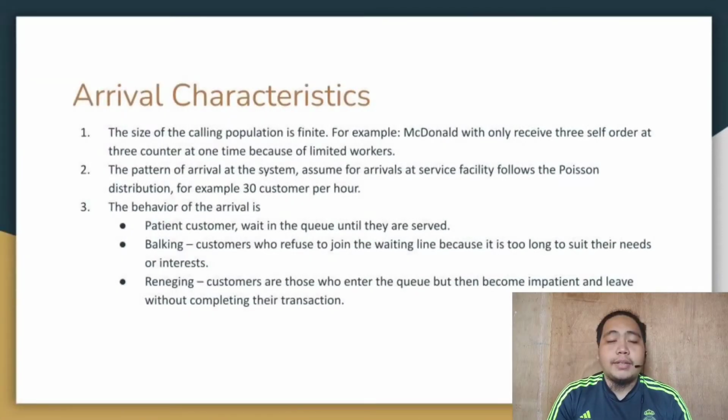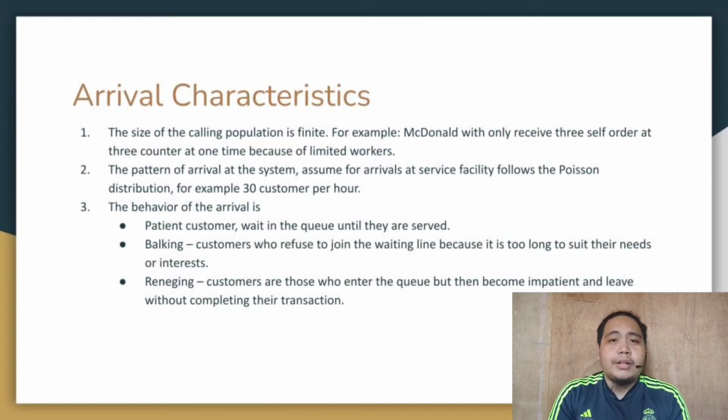The first is arrival characteristics. The size of the calling population is finite. For example, McDonald's will only receive 3 self-orders at 3 counters at one time because of limited workers. The pattern of arrival at the system is assumed to follow the Poisson distribution. For example, 30 customers per hour.